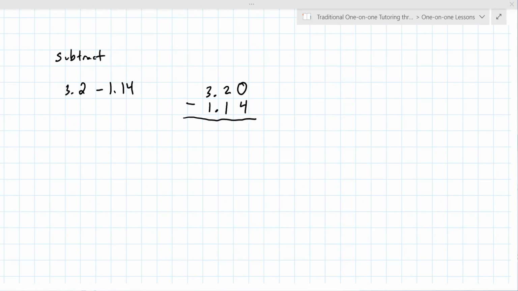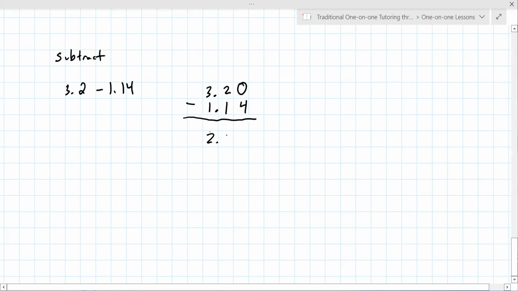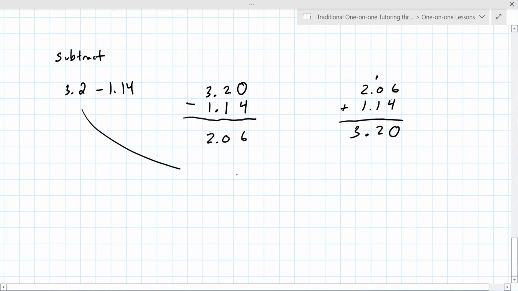Okay, I got my final answer. Okay, what is your final answer? 2.06. Okay, so again, my check, 2.06 plus the 1.14. Okay, so 6 plus 4 on the right there, that's 10. So I put a 0 here with a carry of 1. 1 plus 0 plus 1 is 2, looking good. 2 plus 1 is 3. Are these the same? Yes. And that's how you know for sure.